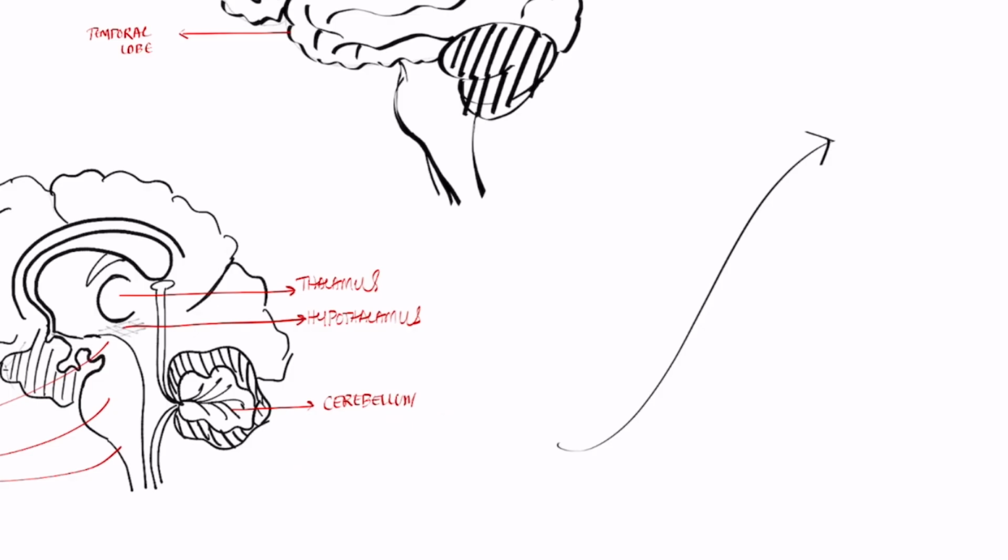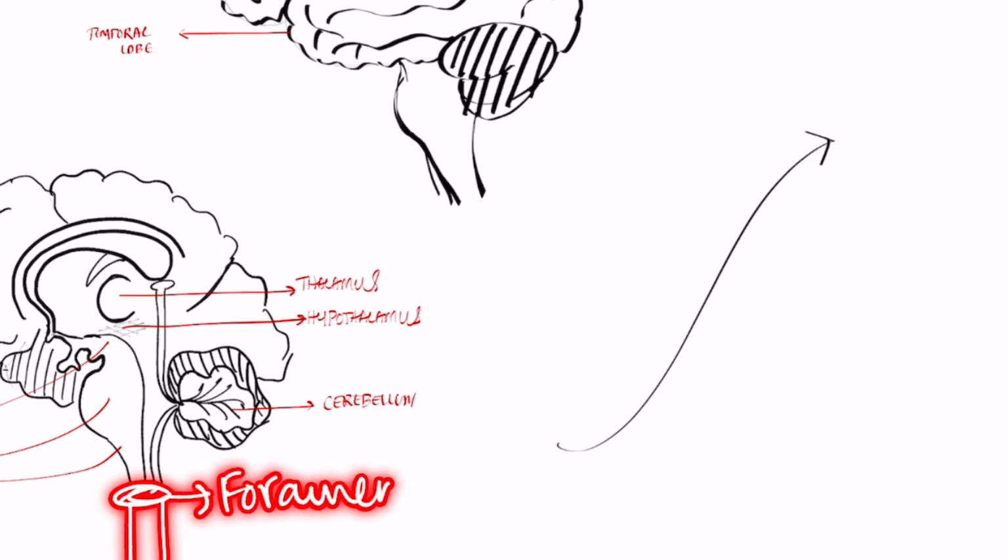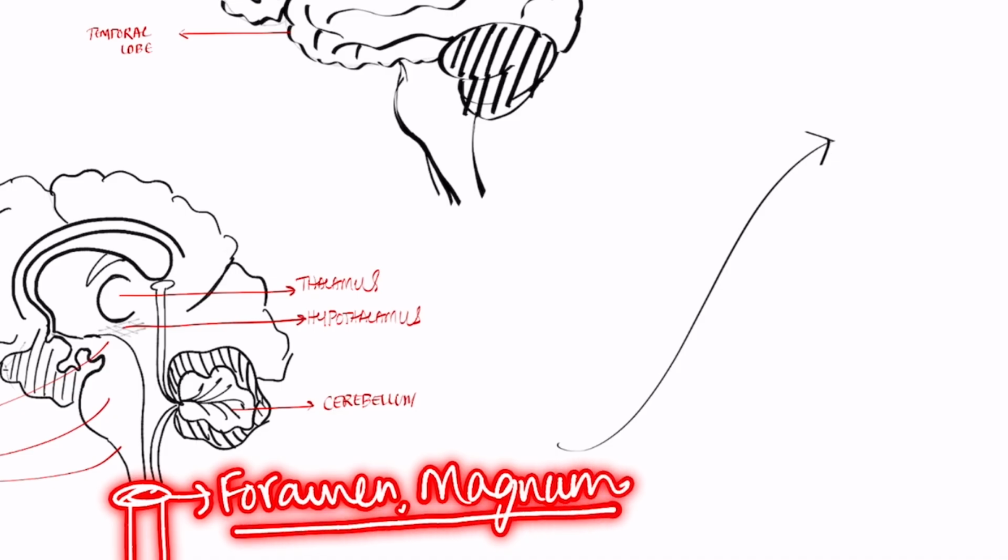Then comes the brainstem. The brainstem is the continuation of the spinal cord. Now the spinal cord becomes the brainstem at the foramen magnum. At the foramen magnum, the spinal cord becomes the medulla oblongata, which further becomes the pons as you go up, and further becomes the midbrain.